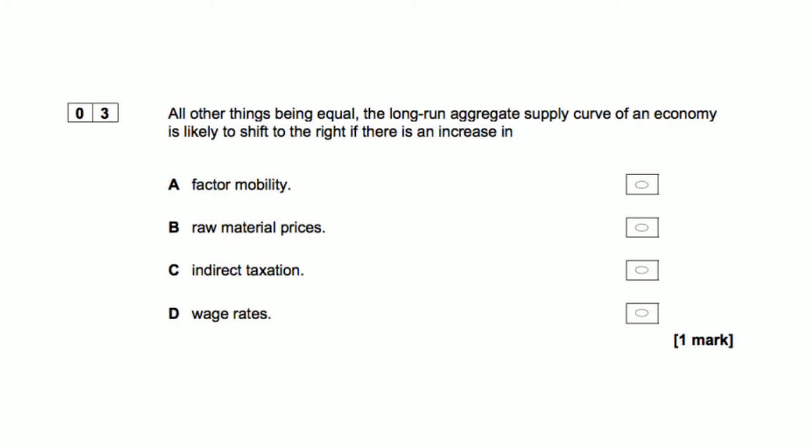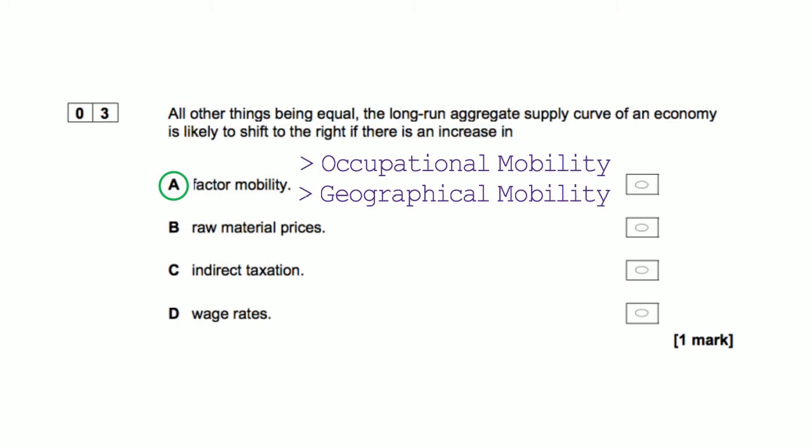And the only option out of these that would cause the productive potential of the economy to increase is an increase in factor mobility, which is answer A. An increase in factor mobility could be either occupational mobility or geographical mobility. Occupational mobility looks at the extent that workers can work in multiple different industries and obtain multiple different jobs. If there was to be an increase in occupational mobility, it would mean that workers are able to work in more jobs in the economy. Therefore, the long-run aggregate supply curve would shift outwards.